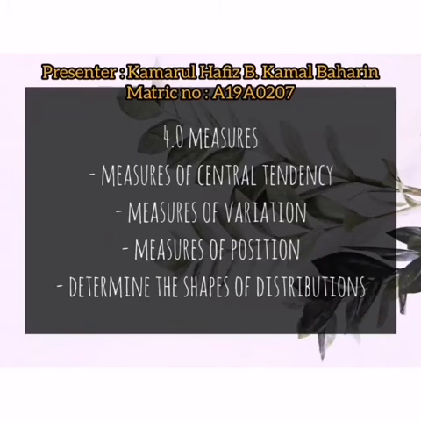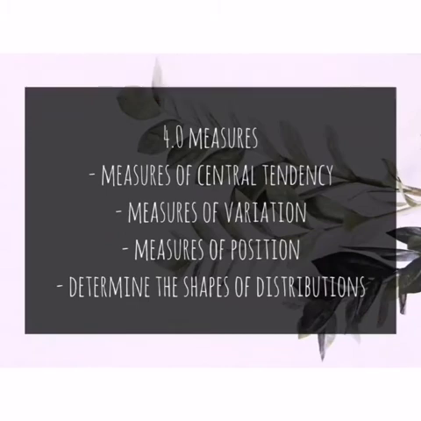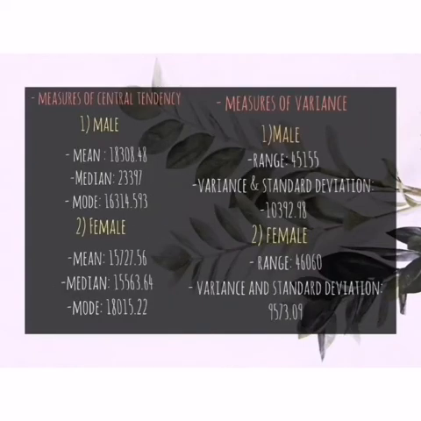4.0 Measures. The numerical descriptive measures consist of three measures, which are central tendency, position, and variation. The measure of central tendency is the value that represents the center of a distribution, and the three most commonly used measures are mean, median, and mode.